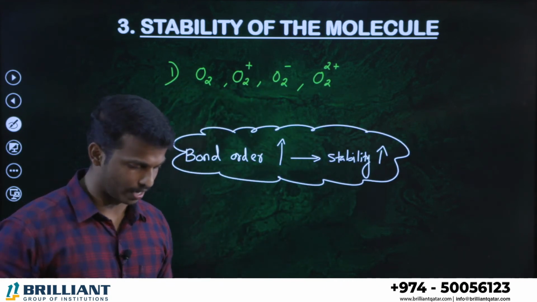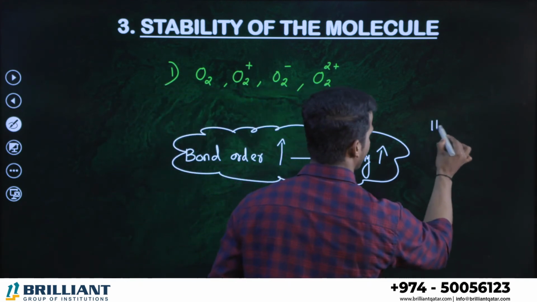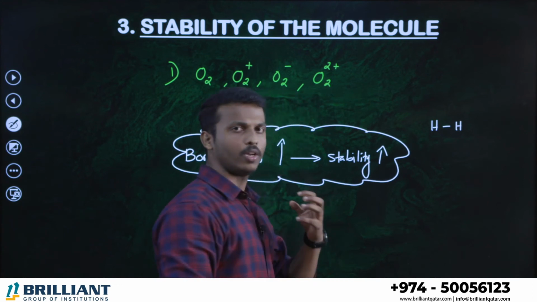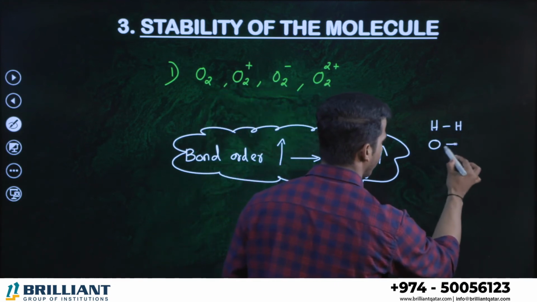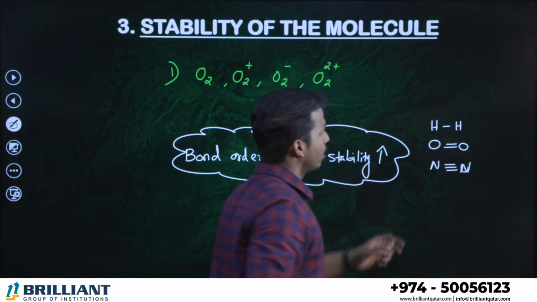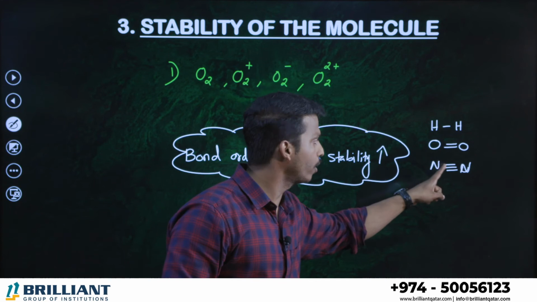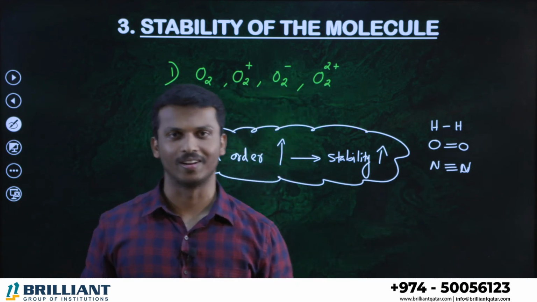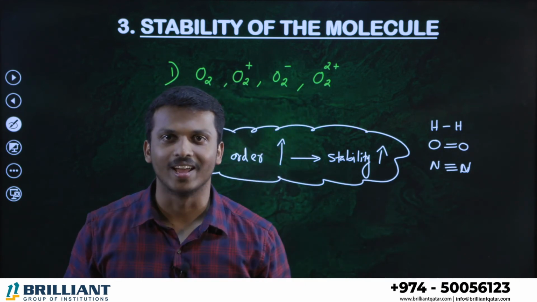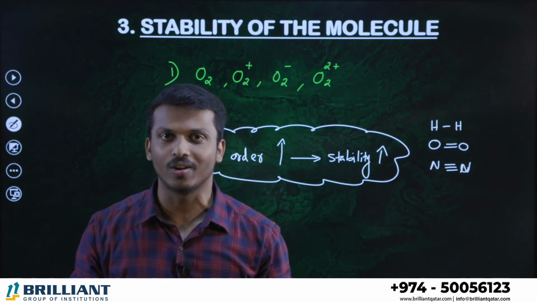Why? Just think over it. What is the bond between hydrogen and hydrogen? It's a single bond. What is the bond between two oxygens? Double bond. Between two nitrogens, triple bond, right? So what is the bond order here? Bond order 1, bond order 2, bond order 3. Which bond is stronger? Triple bond is stronger. As the bond order increases, the strength and stability of the molecule increase.